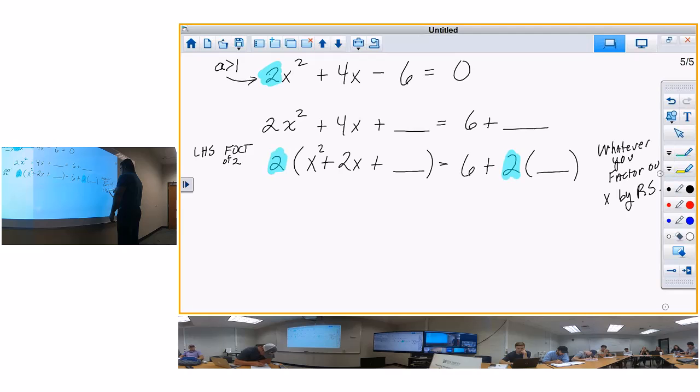All right, now we're back to the original number 1, number 2 problem. So finish it. Take half of 2, square it, add it to both sides.